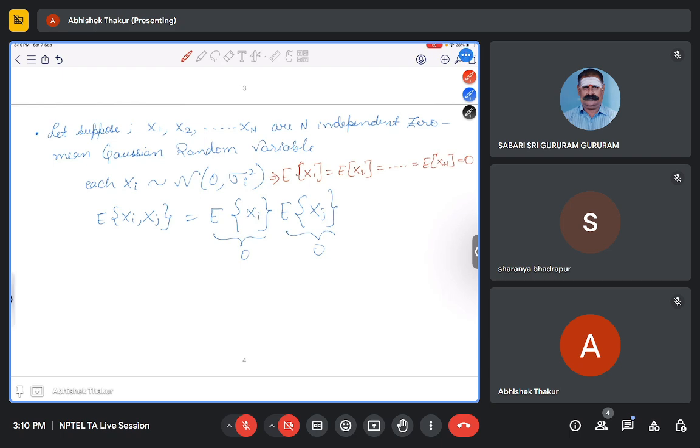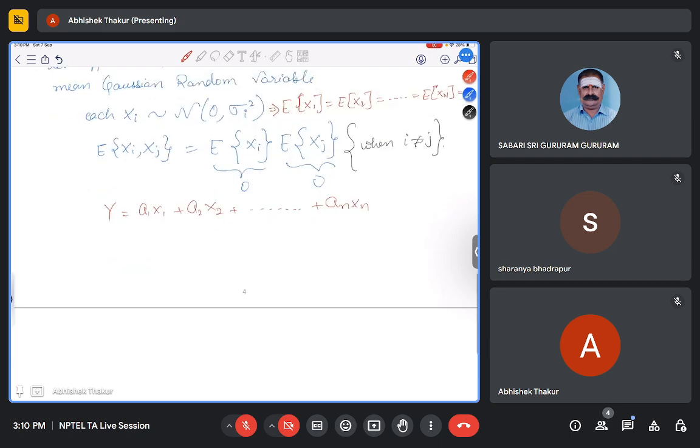And now this is only valid when i is not equal to j, because when i is equal to j, then E of xi xi will be E of xi square. So let's suppose a variable y that is the linear combination of the above random variables.